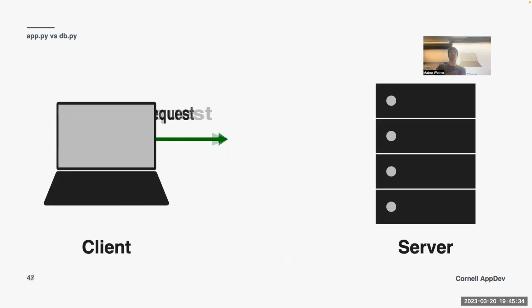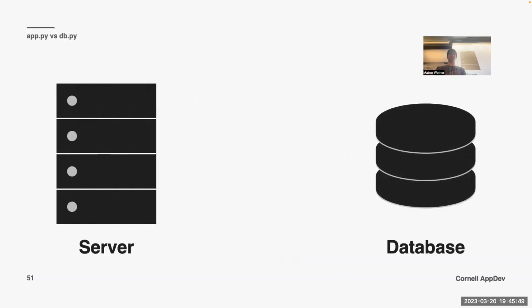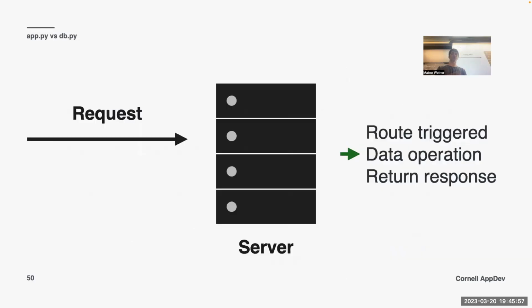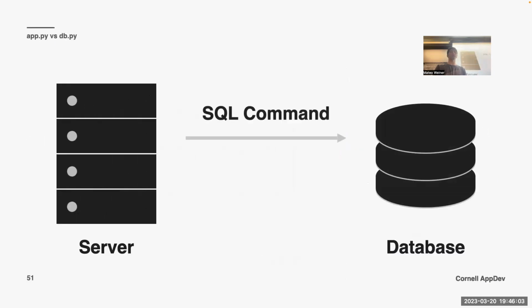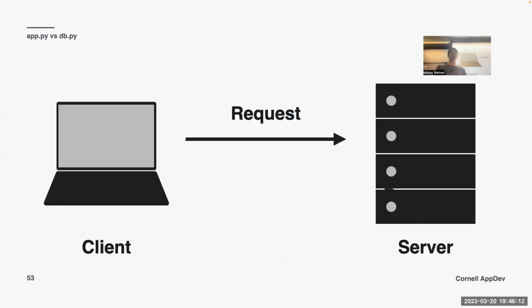So again, we have our client and our server. The client will send a request to the server. Then the route is triggered, the data is being operated on, and there's a return response. And then the server actually gives that SQL command to the database. So this is where the switch is from the app.py to the db.py. If we go back, this is app.py. The request is sent to the server. The server actually manipulating the database, that's db.py. So the SQL command goes into the database, the data comes out of the database. The server needs to communicate a response back to the client, and so that's again on the app.py side.